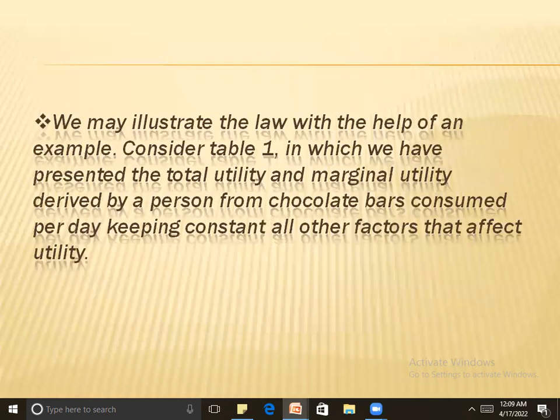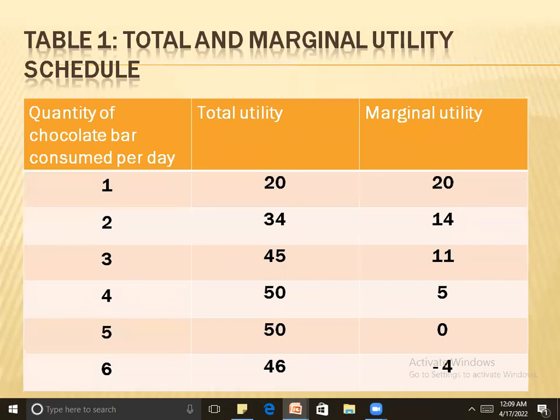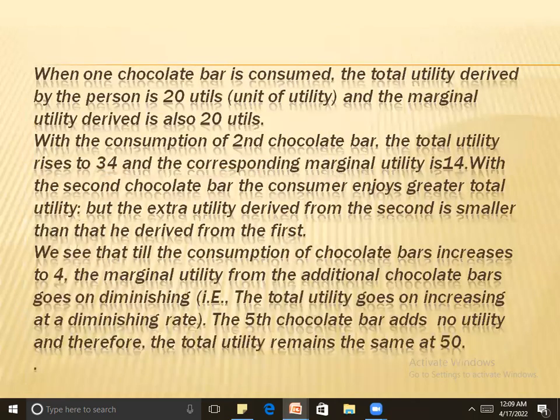So, we may illustrate the law with the help of an example. Consider Table 1, in which we have presented the total utility and marginal utility derived by a person from chocolate bars consumed per day, keeping constant all other factors that affect the utility. So here is the table which shows the quantity of chocolate bars consumed per day and total utility and marginal utility: the total and marginal utility schedule. When one chocolate bar is consumed, the total utility derived by the person is 20 utils, and the marginal utility is also 20 utils.